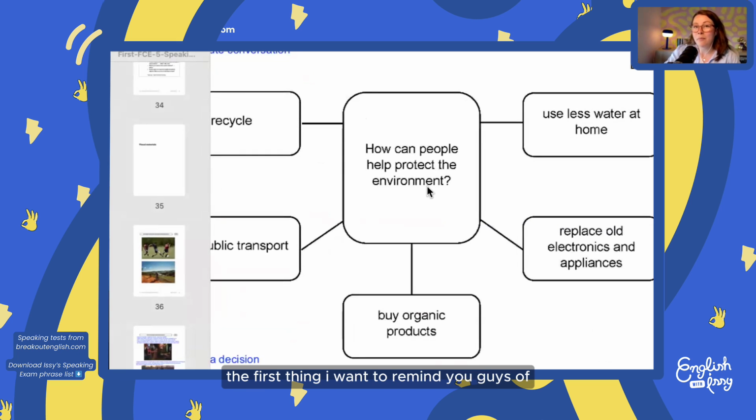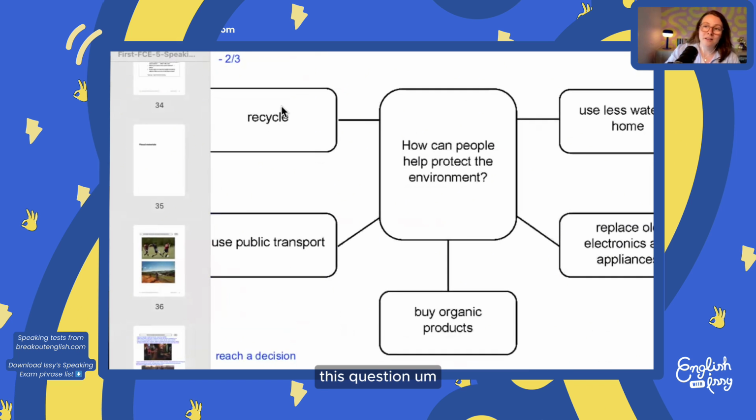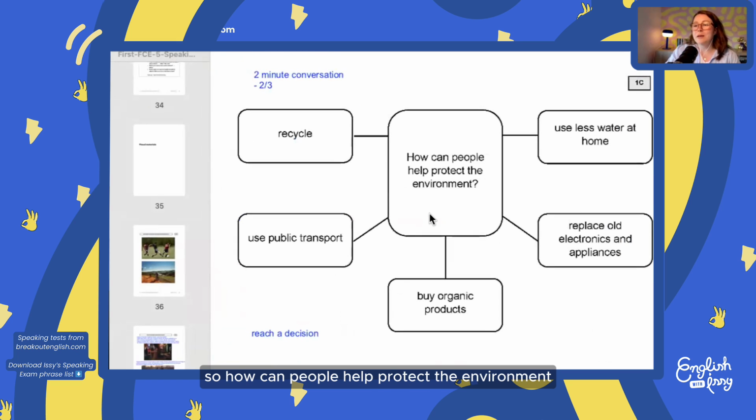The first thing I want to remind you guys of is that we always have to answer the question. It's very easy to just start talking about the topic and get carried away, but we're answering this question with some of these subtopics to help us. Okay, so how can people help protect the environment? What can we say about recycling?